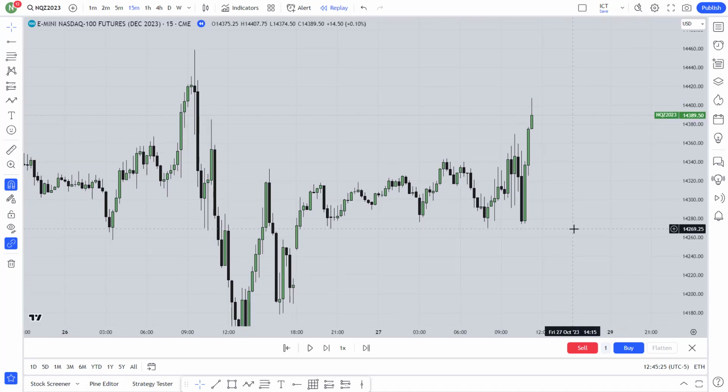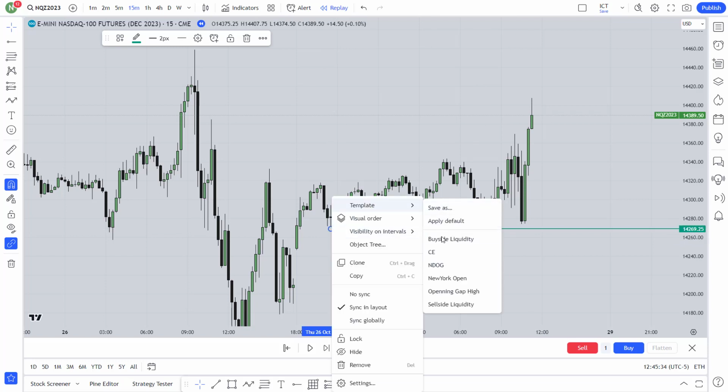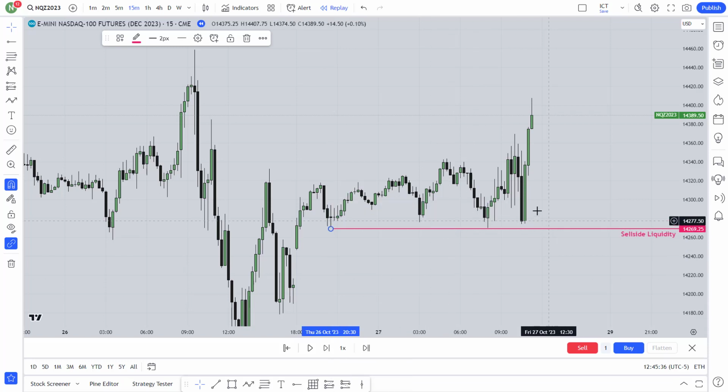Now I'm going to the 15-minute chart, and on the 15-minute chart you can see price actually made so many sell side liquidity levels. I will just mark the sell side liquidity. So this low, this low, this low, they are all relatively equal lows. That is my sell side liquidity. I have marked the sell side liquidity.